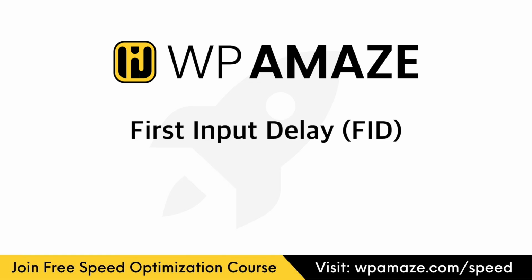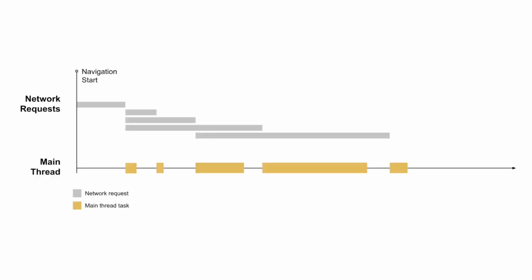What is first input delay? FID is the time between when a user interacts with a page by clicking a link, tapping a button, or pressing keys, and when the web browser can respond to the user interaction. Let me show you some visuals so that you can understand better. Next to the network requests in this image, you can see the page making a couple of network requests for resources, most of which are CSS or JS. Once the resources finish downloading, they're processed on the main thread, as you can see here.